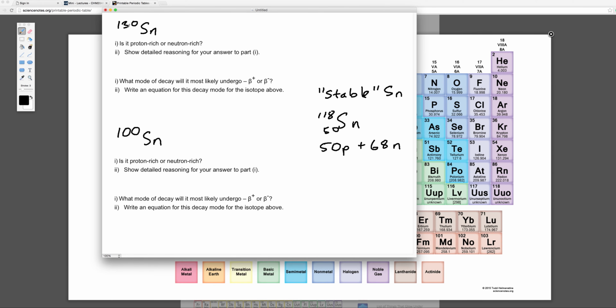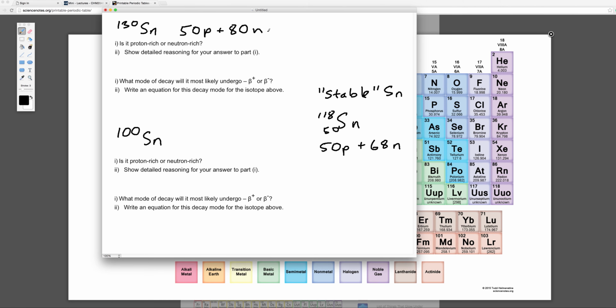Our first step is to look at the problem and determine how many protons and neutrons our isotope actually has. In this case, this one has 50 protons because it's tin, and it has 80 neutrons. And again, it's 130 minus 50 is 80.